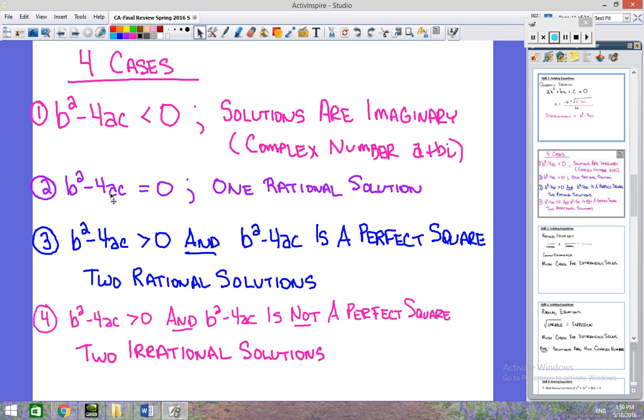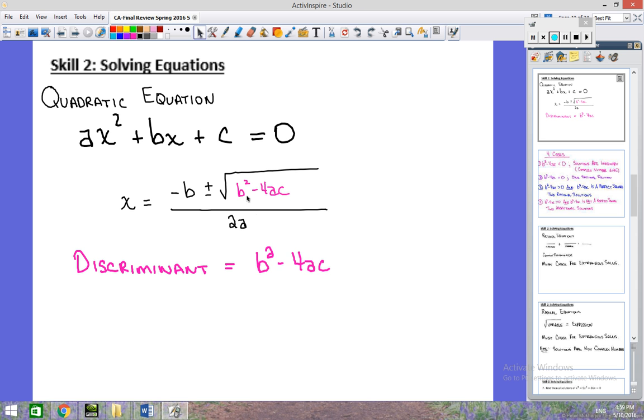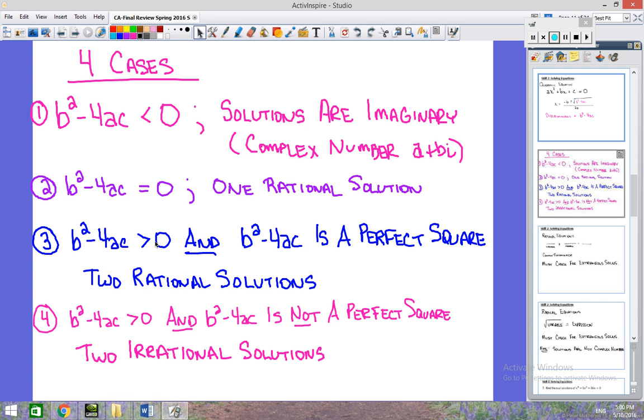So if b squared minus 4ac equals 0, you only have one solution, and that solution is a rational number. So you have one rational solution. Well, what if your discriminant is positive? That was the situation that I was talking about, if it's positive 100 or a positive 99. If it's positive, you have two possibilities.